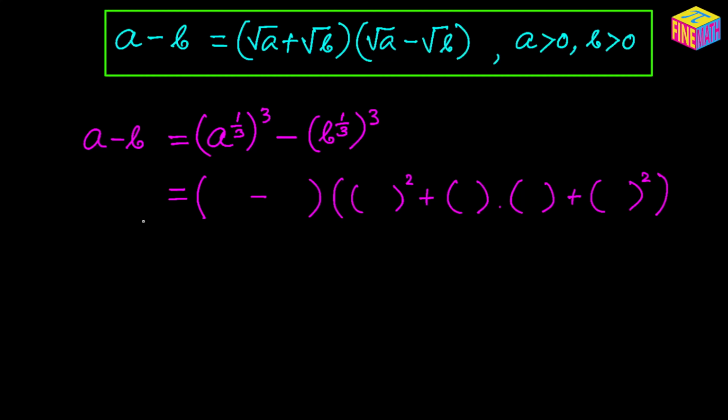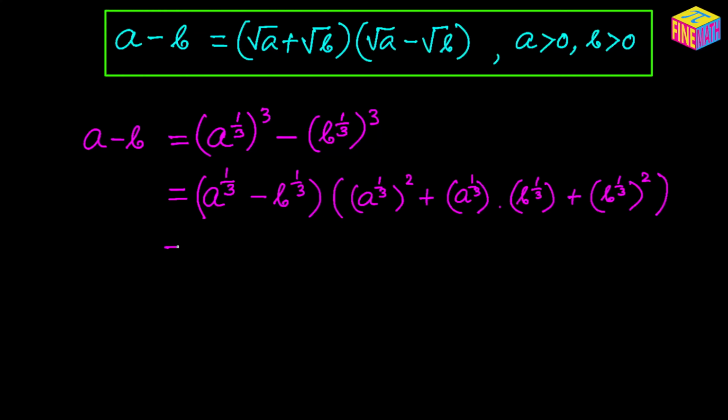Think about it. Now what is a? In this case, a is actually a to the power 1/3 and b is actually b to the power 1/3. Then here again we'll have a to the power 1/3 whole squared plus a to the power 1/3 times b to the power 1/3 plus b to the power 1/3 whole squared.